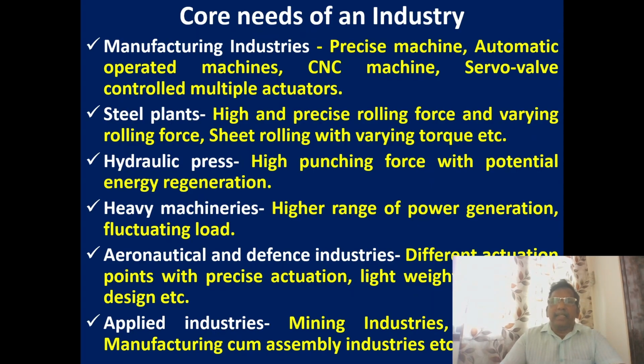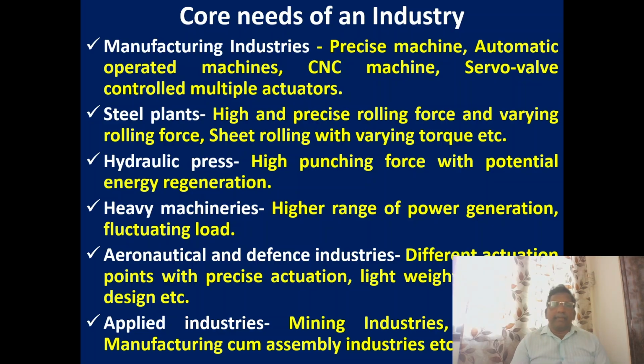So what is the need of an industry? In industries they always need precise machining and automatic systems. We can see CNC machines, servo valves, and many advanced machineries in industries. They all need a good transmission system as well as a precise system.